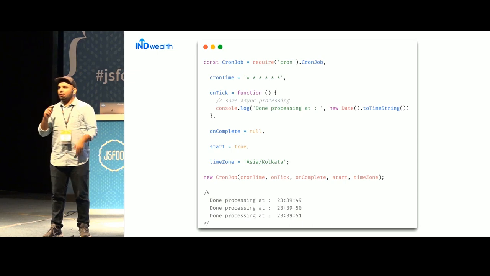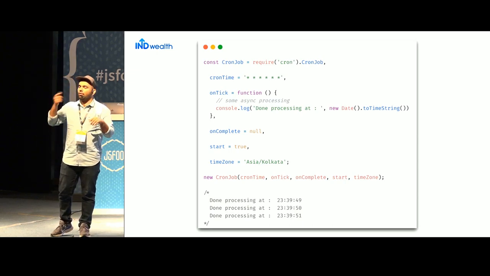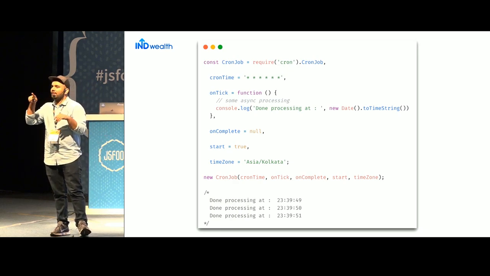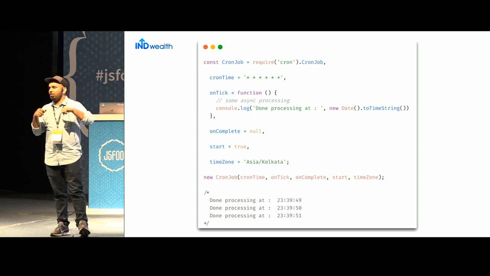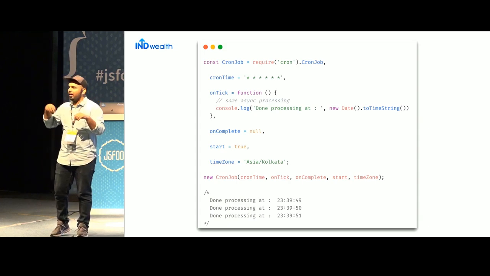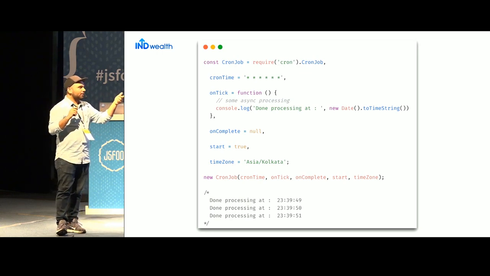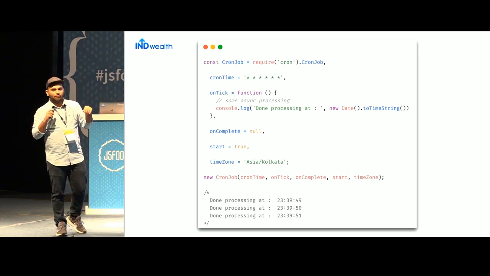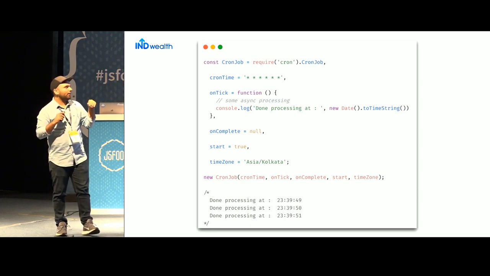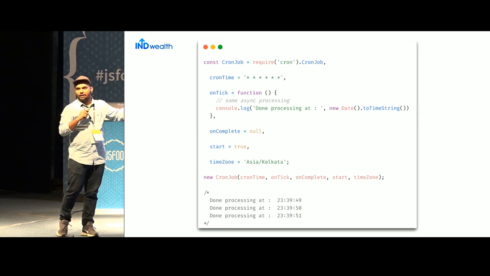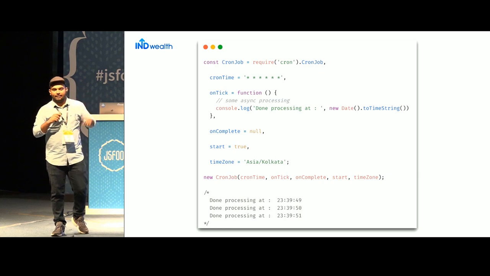So time zone is a gotcha that has got a lot of people. So basically, if you do not specify your own time zone, then the cron syntax would actually run in the default UTC. So here specifying Asia/Kolkata is very important if you'd like to run it in your own region. So as soon as we instantiate, we can see the output at the bottom, which is "done processing at" and the timestamp, which we have logged in the onTick function. You can see there's a second difference between all three lines, which means that this got triggered every second.